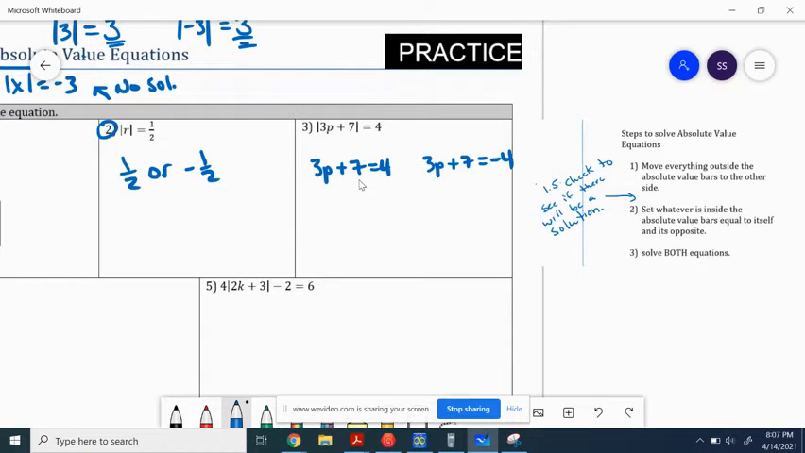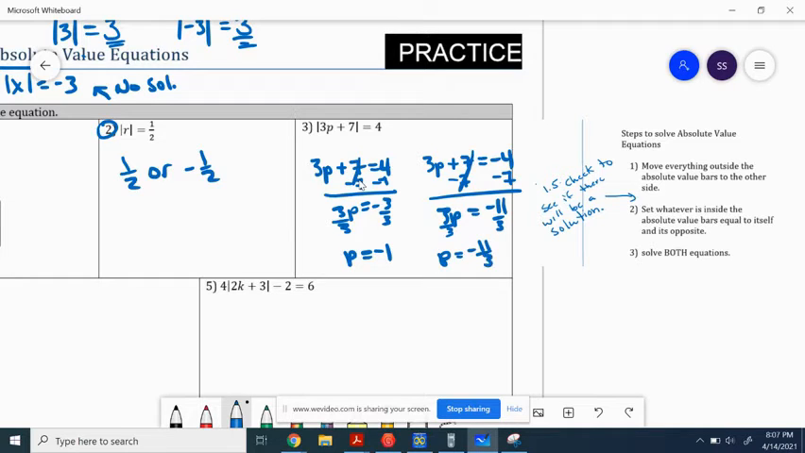All right, so now from here we just solve both equations. I'm going to subtract 7 on both sides. Left with 3p is equal to negative 3. Divide by 3. Left with p is equal to negative 1. So there's one value of p. And then I'm going to solve the other equation. Subtract 7, subtract 7. Left with 3p is equal to negative 11. Divide by 3, divide by 3. p is equal to negative 11 over 3. So those are your two answers, two options for p.